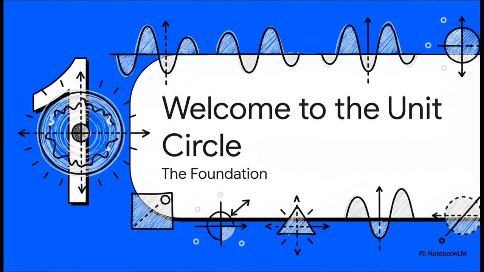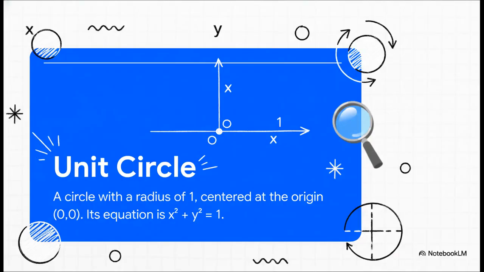Okay, first up, welcome to the unit circle. This is the bedrock for everything else we're going to do. So what even is this thing? Well, the unit circle is really just a circle with a radius of exactly 1, that's the unit part, and its center is parked right at the origin of a graph, at 0, 0. That's it. Nothing too scary yet, right?